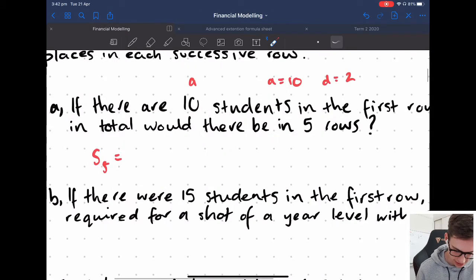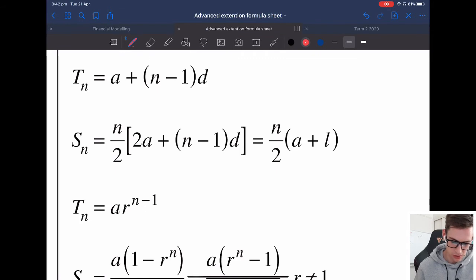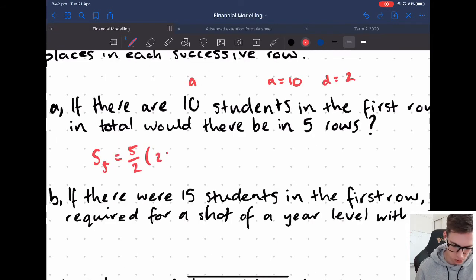So that formula is, and now I'm just going to jump straight to using it with 5 as our n, just because it saves us a line. We don't need to do it with n first. So 5 over 2, and then we go 2 times A. Now that's just going to be 2 times 10, so 20. And I'm pretty sure it's n take 1. Yep. So n take 1, that's just going to be 4 times our common difference, 2. Okay. And that's our formula.